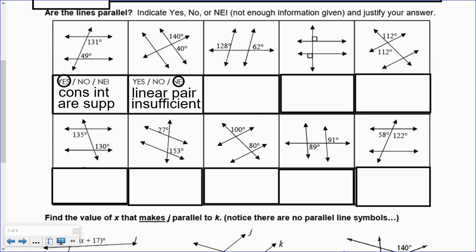So if I ask you the question, are these two lines parallel? You would say no. And the way that you defend that is you still tell me what type of angles they are. They are consecutive exterior. But instead of being supplementary, they are not supplementary. That's why the answer is no. The lines are not parallel because these angles are not supplementary.